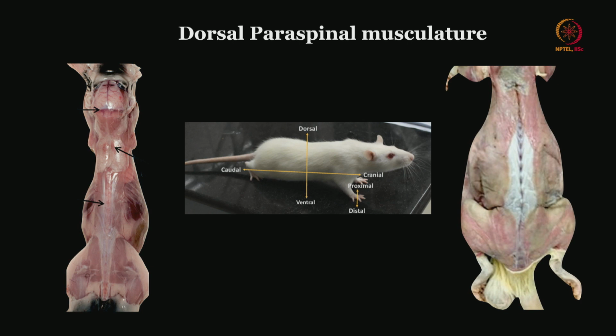So as soon as the skin is peeled and folded upwards, and this is a dissection of the paraspinal musculature, you can see that the rat's skin has been completely peeled off and then folded upwards like that, to reveal the entire musculature right from the cervicomedullary junction until the tail.